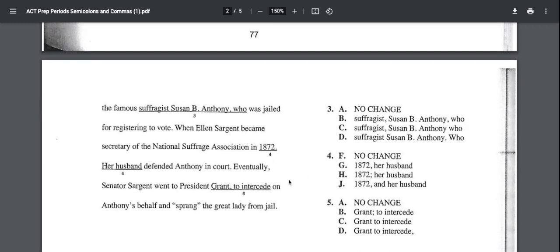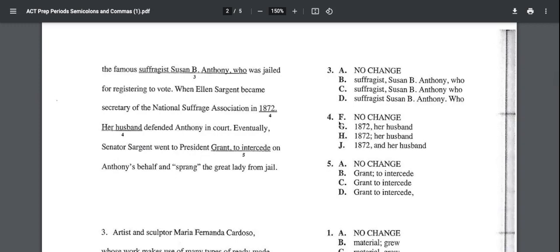Okay, if we look at number 4, "When Ellen became Secretary of the National Suffrage Association in 1872," it is not a complete sentence because it started with "when." Right, so I know F is not correct, and therefore I know H is not correct because a semicolon does the same thing, and I know that J is not correct because comma and a conjunction, a semicolon, and a period are all exactly the same. So it's going to have to be G. But let's check. "Her husband defended Anthony in court" is a complete thought. Yep, great.